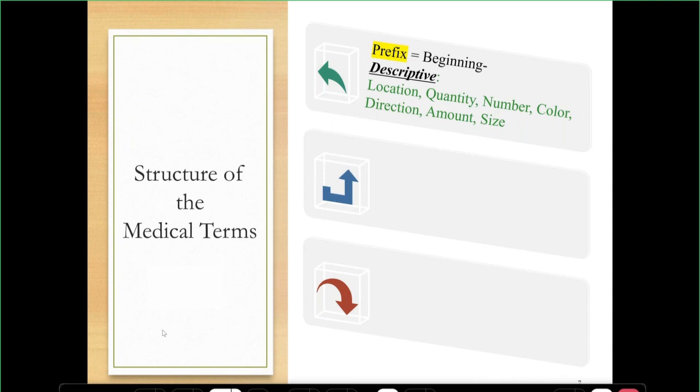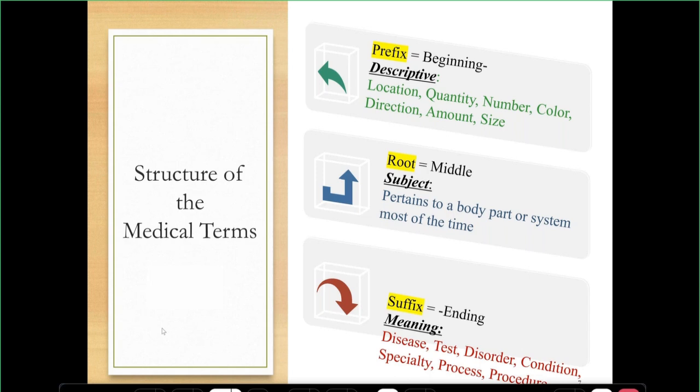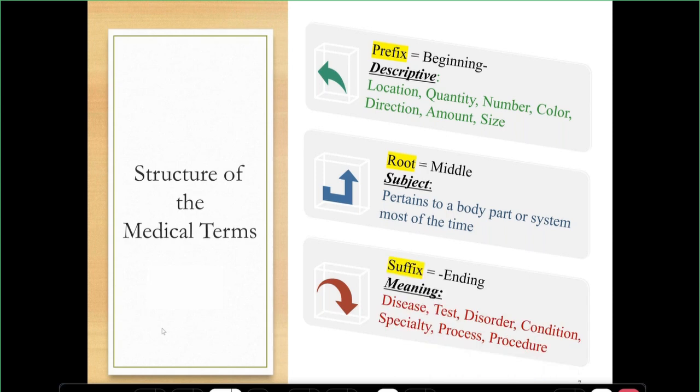The root goes in the middle. It represents the subject of the medical term and pertains to a body part or system most of the time. And at the end of the medical term or word part goes the suffix. It provides the meaning of the medical term. In other words, it lets us know if the medical term refers to a disease, test, disorder, condition, specialty, process, procedure, and so forth. Now, let's see some examples of word parts for the nervous system.